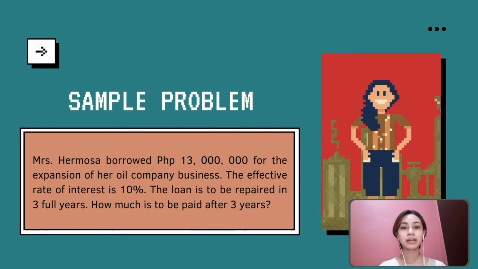For the problem, here's an example. Mrs. Hermosa borrowed 13 million pesos for the expansion of her oil company business. The effective rate of interest is 10%. The loan is to be repaid in 3 full years. How much is to be paid after 3 years?